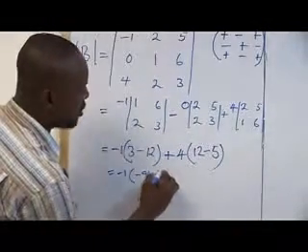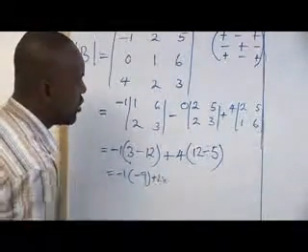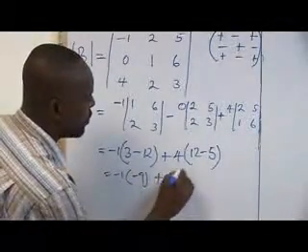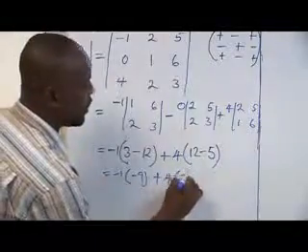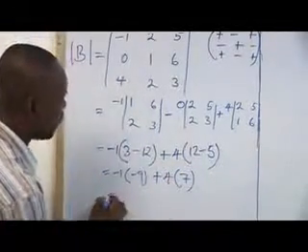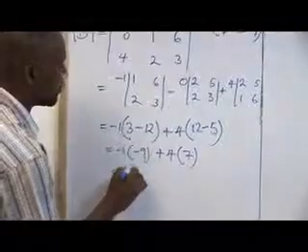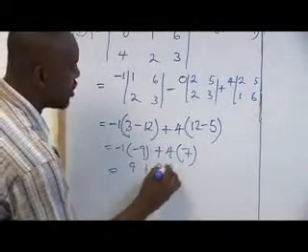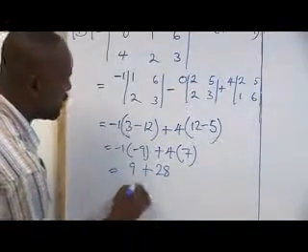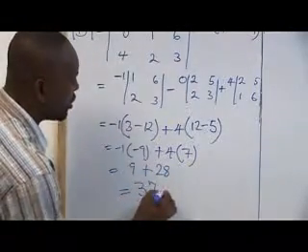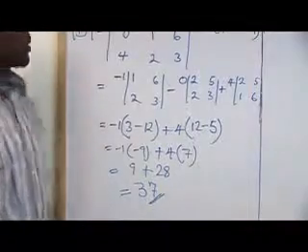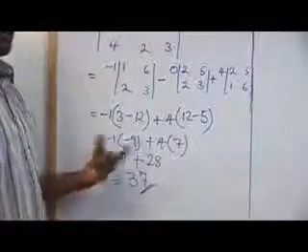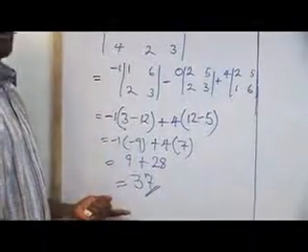Here I have plus 4. 12 minus 5 is 7. Minus 1 times minus 9 gives us positive 9. 4 times 7 is 28. And again, just as we had in the first case, the determinant is 37. So if you have any row that has more zeros, go for it. You get your answer on time.